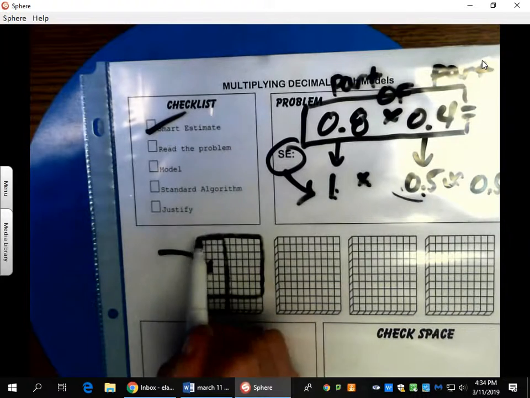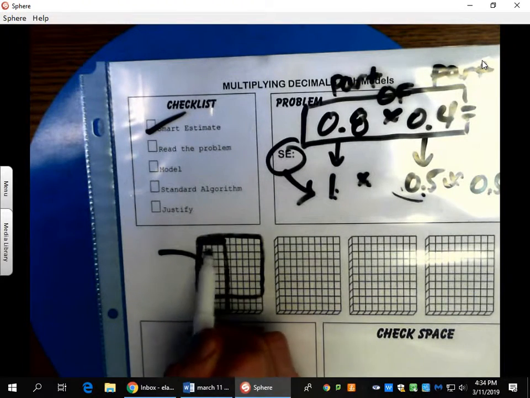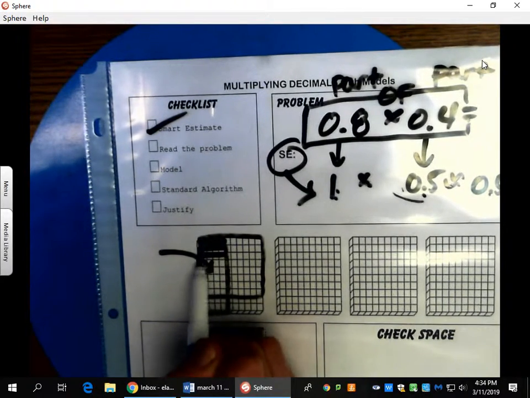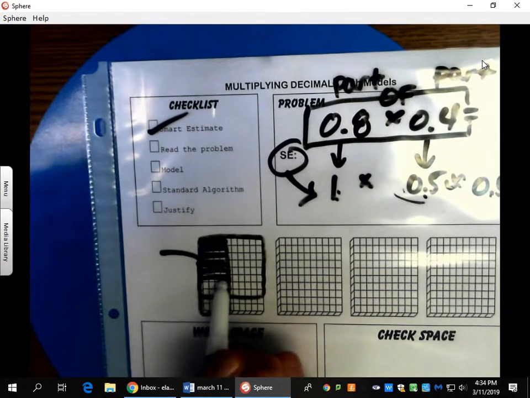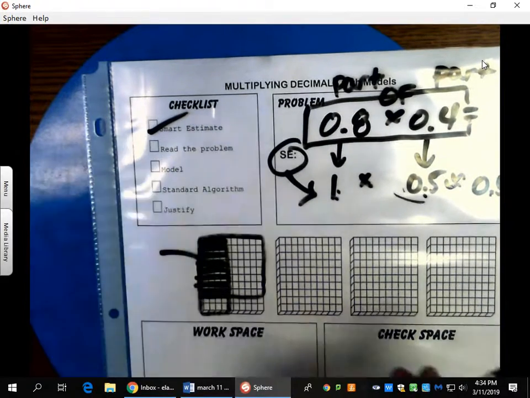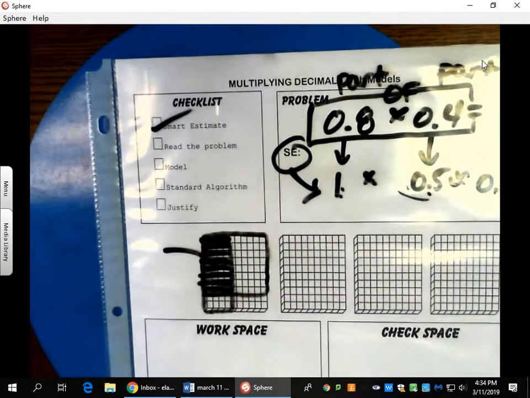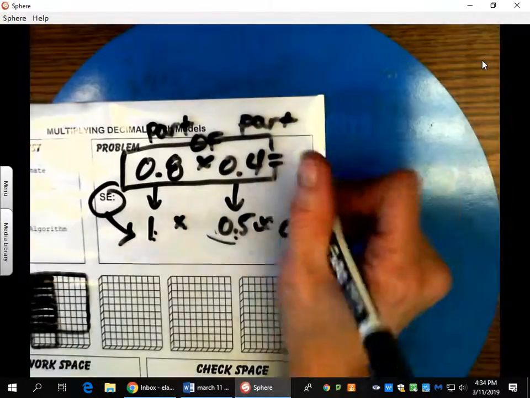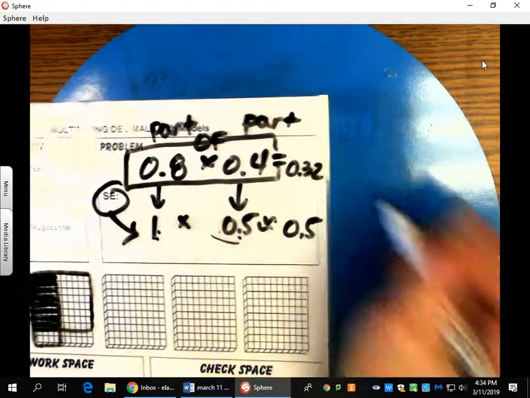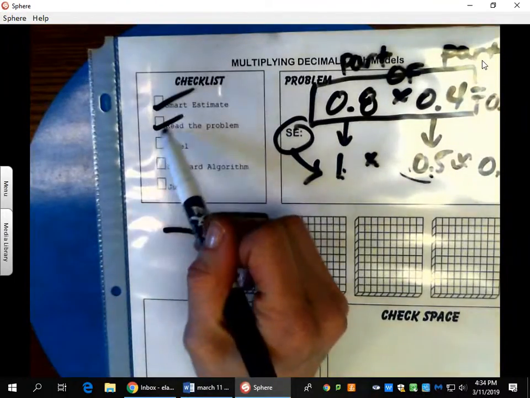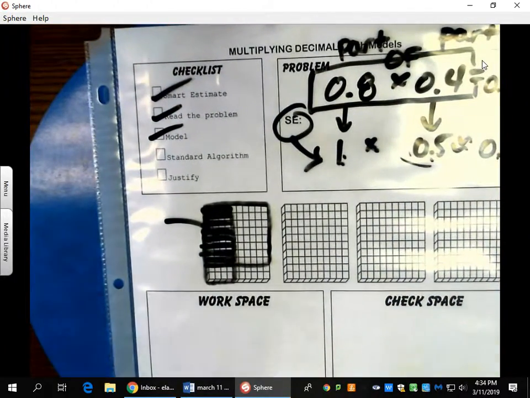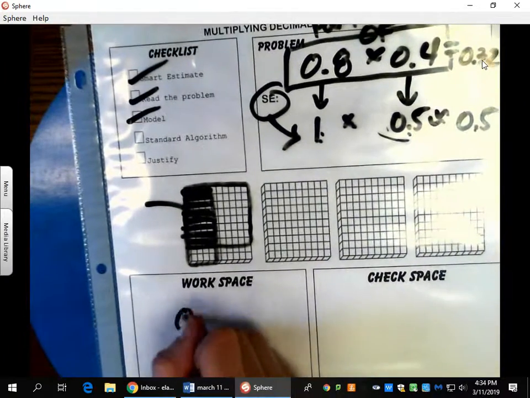Okay, and let's see what my answer is. So it's 4 hundredths, 8, 12, 16, 20, 24, 28, 32. 32 of these little boxes, which are 32 hundredths. I think my answer is 32 hundredths based on the model. Let me check standard algorithm.